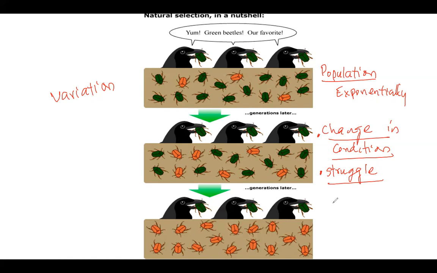In the struggle for existence, which one will survive? The one with the orange color survives. Because they are most adaptive, they are the fittest to survive. The fittest survives. And later you don't find any more green ones. And this becomes a new species of beetle. So that is an example to understand what we discussed in the previous slide.